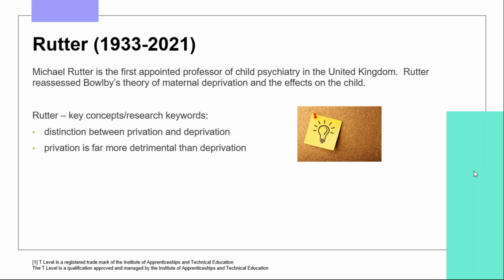Rutter also argued that if a child fails to develop an attachment, then deprivation might be defined as losing something which that person once had. And as we said, privation might be defined as never having that something in the first place. So there are arguments there against Bowlby's work, but also building on Bowlby's work. So quite a lot to have a look into and link to current practice.